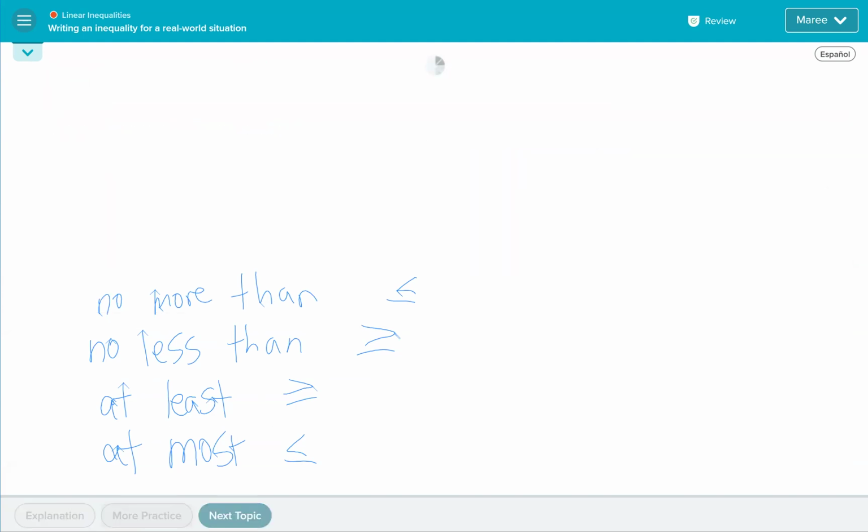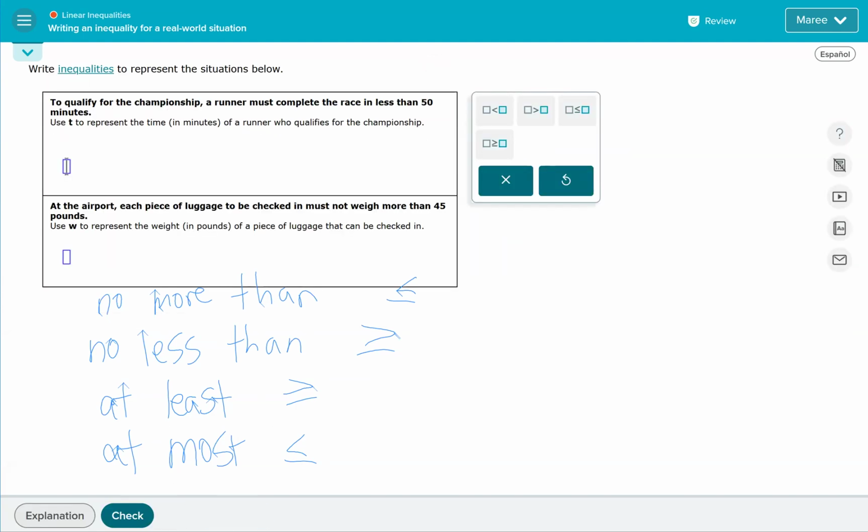Okay, we'll do another one for kicks and giggles, see if we can add to our vocabulary. To qualify for a championship, a runner must complete the race in less than 50 minutes. Because it just says less than, we're going to use the less than symbol. It might be a good idea to figure out a way to remember which one's less than and which one's greater than. At the end, right after this problem, I'm going to give you a way to remember that. At the airport, each piece of luggage to be checked in must not weigh more than. So it's not more than, just like no more than. So it has to be less than or equal to 45 pounds.